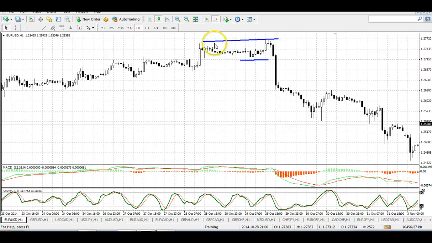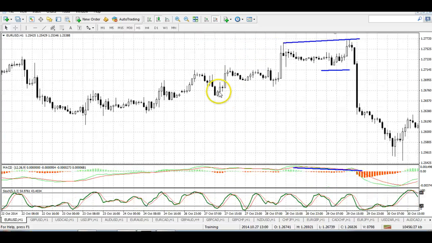This is also a nice one. I like this one as well. Price set up the diverging points. We could not see it so clearly on the stochastic, but we can see it on the MACD. So either or, if you can see it on both, even better. And of course, as we can see, the breakdown point got taken out.